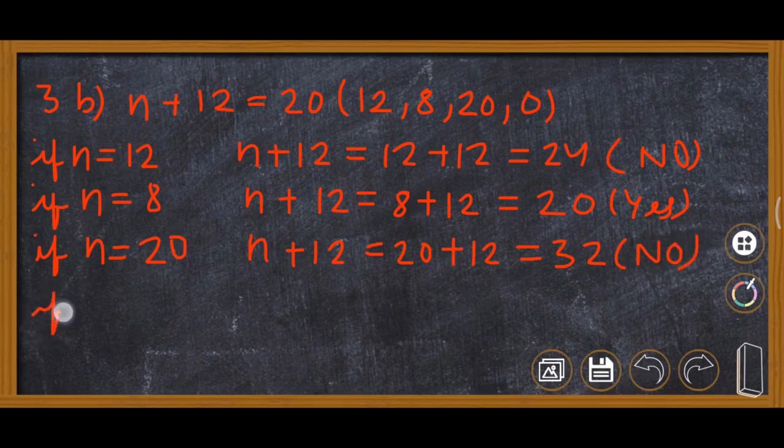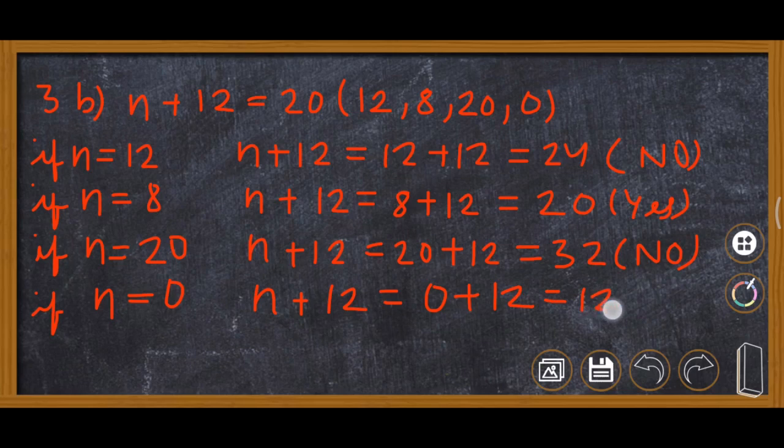Then if we put n is equal to 0, then n plus 12 is equal to 0 plus 12. So 0 plus 12, 12, it is also no. So what is the answer? Answer is this, n is equal to 8. So we will write n equal 8 is the solution.